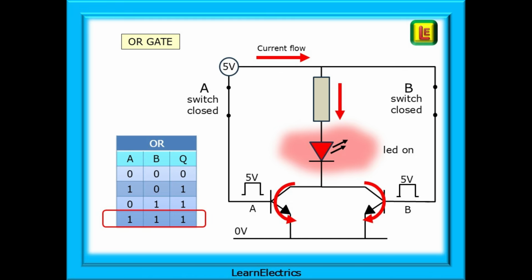Now we can close both switches. Now both transistors have a 5 volt signal and both transistors turn on. Transistors A and B both conduct current and the output LED illuminates. This is row 4 of the truth table. A equals 1, B equals 1, Q equals 1.